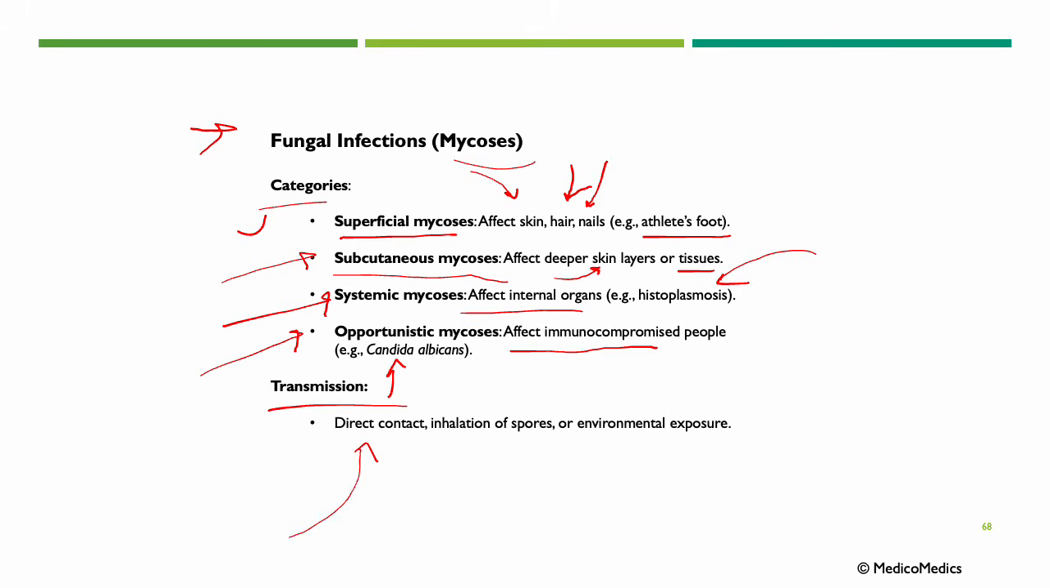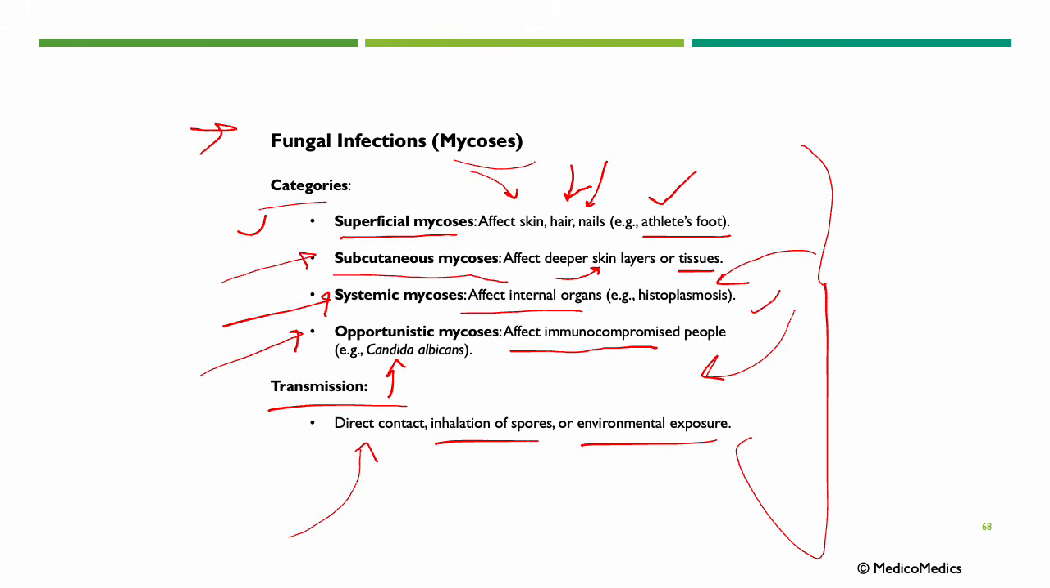Transmission: direct contact, or inhalation of spores, or environmental exposure. So fungal infections range from annoying skin problems to serious internal infections, especially in people with weak immune systems. And these infections often spread, right, through contact or breathing in of these spores.